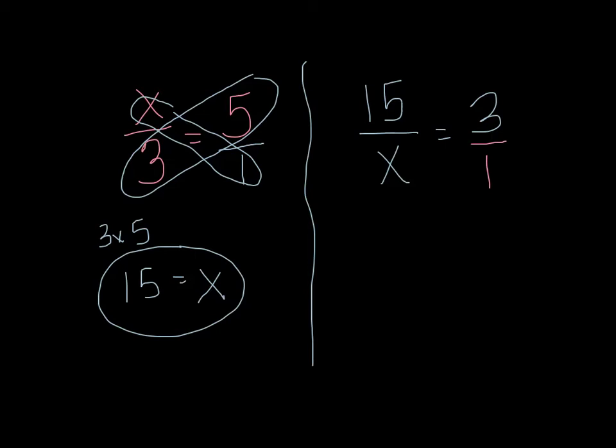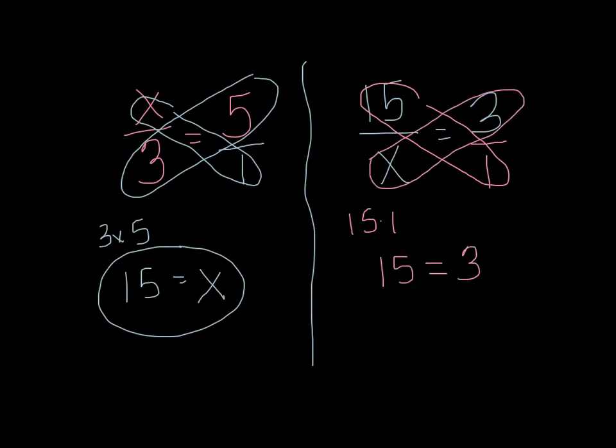And then I'm going to multiply my cross products for my proportion. I'm going to do 15 times 1, which is 15, and 3 times x, which is 3x. And then I'm not done. Now I just dig into the toolbox in my brain, think about how I solved for x in the last lesson we did. Here is my ocean, here is my variable. Multiply is happening, so I'm going to divide.